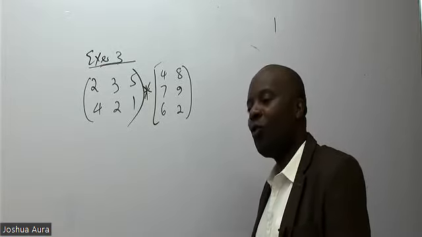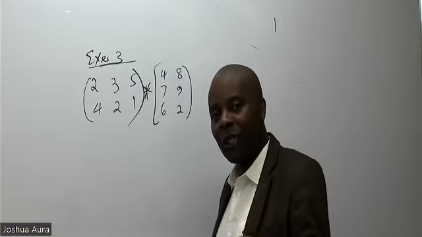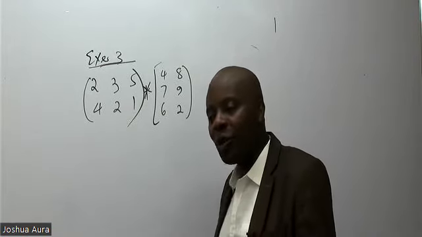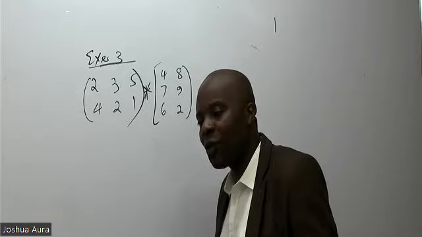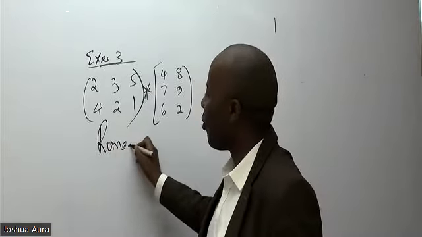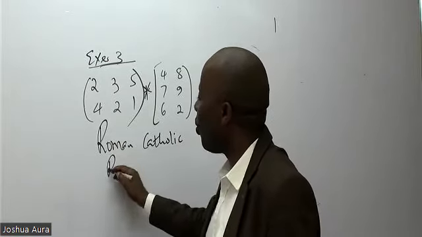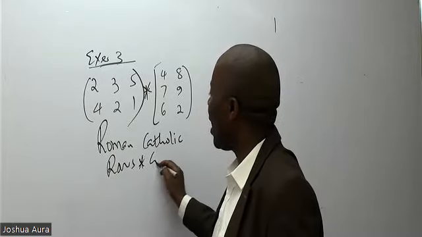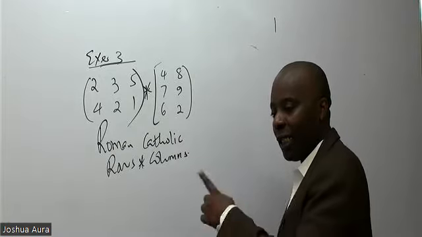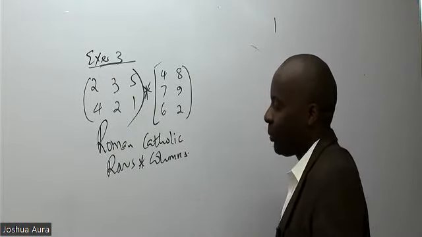Now, when I'm told to multiply 2 matrices, ladies and gentlemen, by any examiner, that's an examiner who is wishing me success. That's a good examiner. What am I supposed to remember when they tell me to multiply 2 matrices? I'm supposed to remember what we call Roman Catholic. That means that rows will always multiply columns. Roman for rows, Catholic for columns.